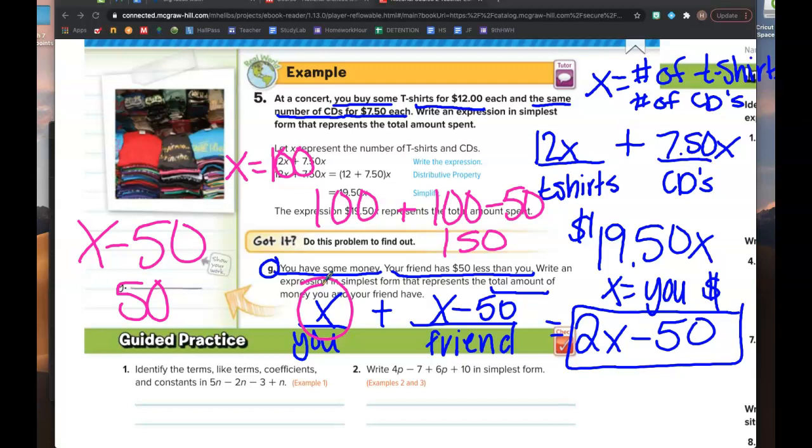Because if I would have just written X minus 50, that would just be my friend's. That wouldn't include me. Kind of like this right here. That wouldn't include me, would it? Because there's a difference between $150 and $50, right? I'd rather have $150 than just 50.